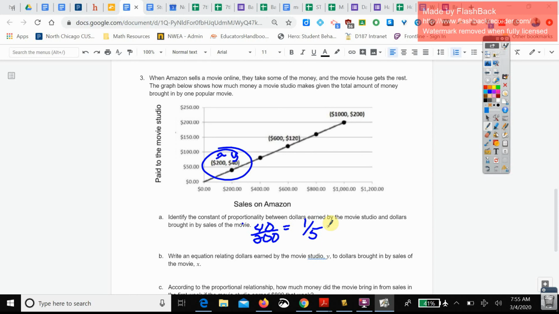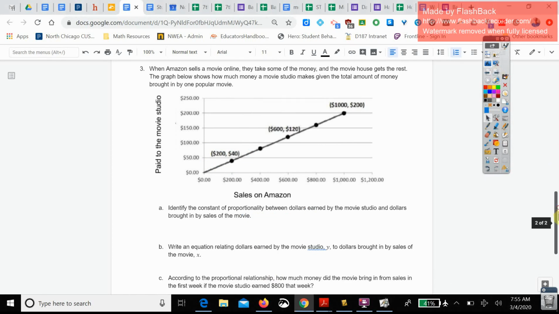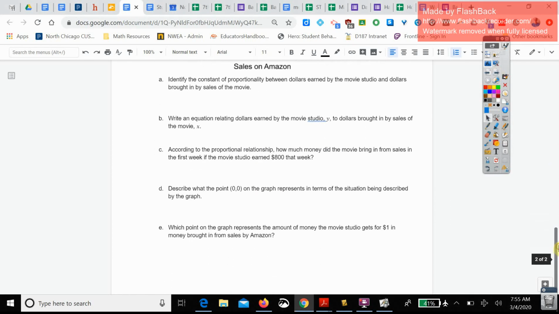B, write an equation relating dollars earned by the movie studio y to dollars brought in by the movie x. So that would be y equals 1/5 x. Very simple. The next part. According to the proportional relationship, how much money did the movie bring in from sales for the first week if the movie studio earned $800 that week?